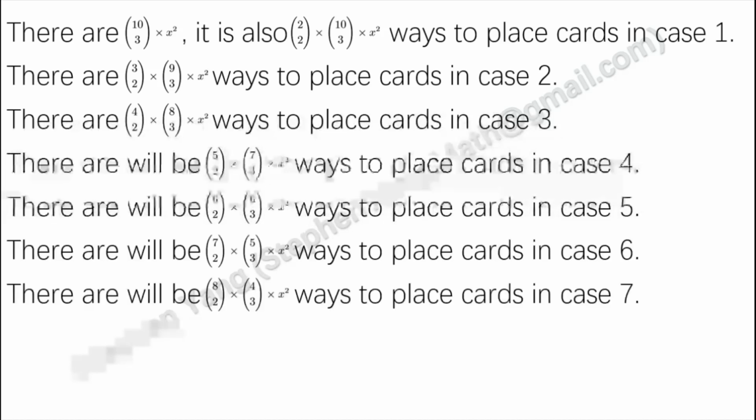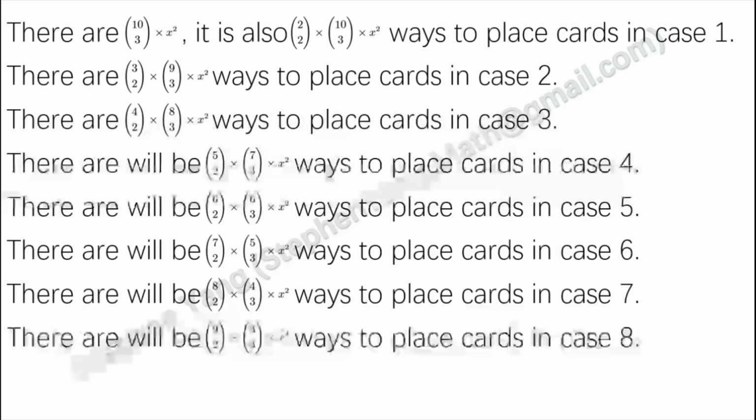And so on, until there will be 9 choose 2 times 3 choose 3 times x squared ways to place card in case 8. Now, we don't need to go any further because in case 9 there will be 10 choose 2 times 2 choose 3 times x squared ways, and it's 2 choose 3, and there is no way to choose 3 in 2 things.